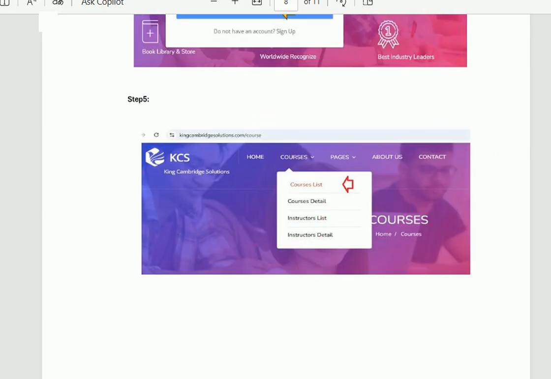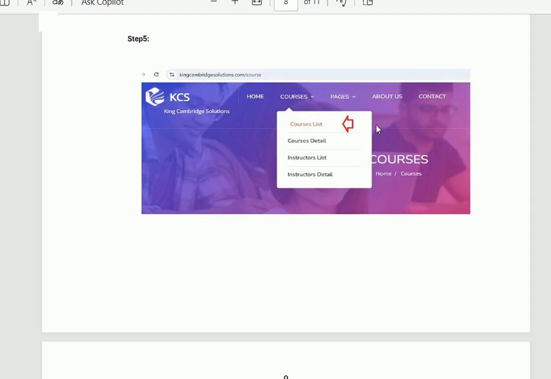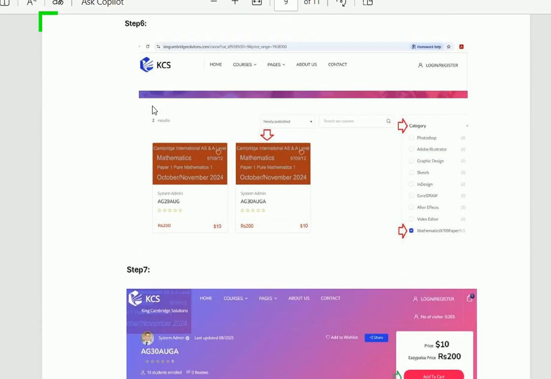You will be in the website, this one. After login, you will click on the courses link and click on the courses list. When you click on the courses list, you will find all the different courses on this website. In the category on the right corner, as I am downloading paper 1, P1 of the Cambridge, I shall select Mathematics P1 9709 paper 1. So I shall click on the course that I want to download.